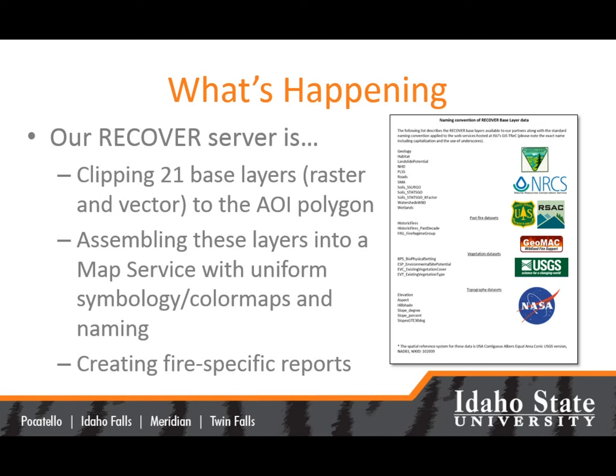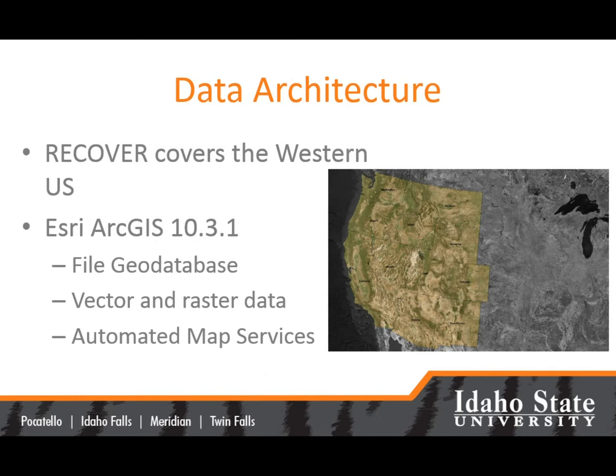Where does all this stuff come from? Well, it comes from authoritative sources. A lot of the data we get from the BLM, NRCS, RSAC, Forest Service, GeoMac, USGS, and a tremendous amount of data directly from NASA, the MODIS imagery, Landsat imagery, and those sorts of things. Another thing that's happening all at the same time is that there are some fire-specific reports that are being created for you.